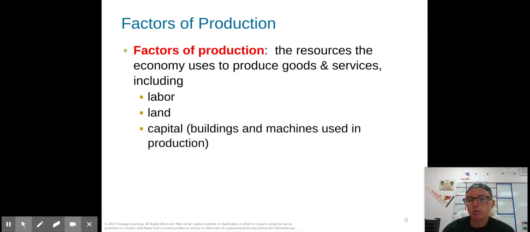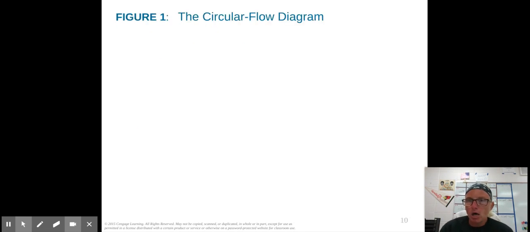And you need capital, which is any type of material, buildings, machines used to produce things. Capital could also be human capital, which is our knowledge and expertise and education that will help us produce stuff as well. All right, so let's look at the circular flow diagram because you're going to have to draw one later.